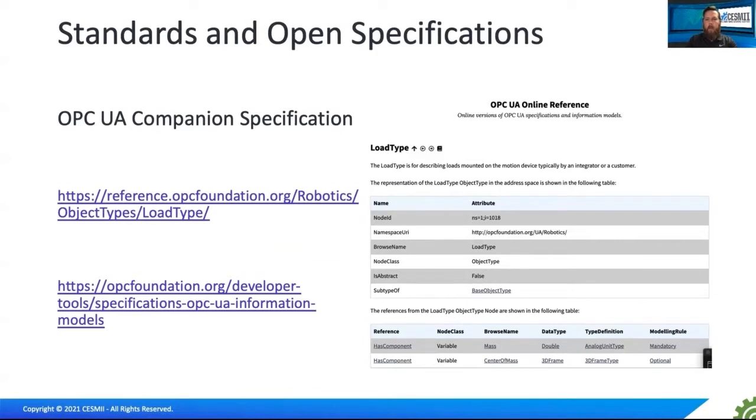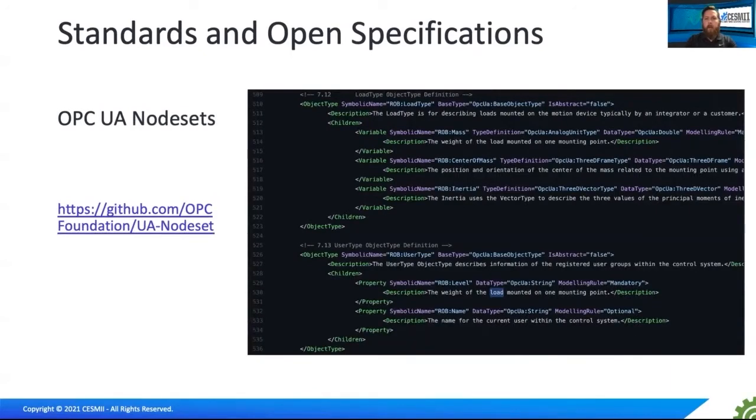Now that we know that the companion specifications are the human-readable versions of a particular specification, we can now move on to the OPC UA node sets. Let's take a look at an OPC UA node set. Here we see a screenshot of a section of the robotics node set. As you will notice, we are looking at the same object type of robotics called load type. This is simply an XML document describing different objects, children, properties, references, and variables of the robotics node set.